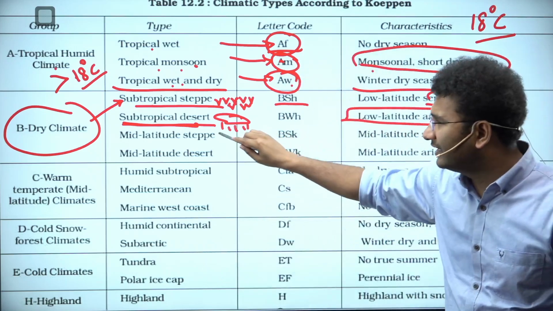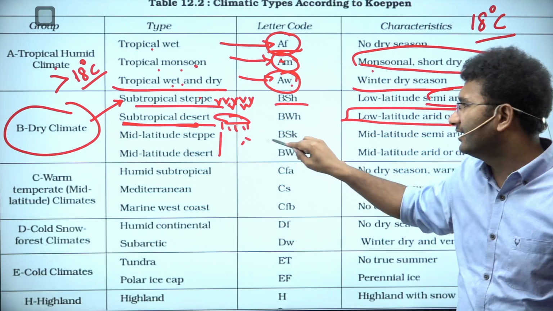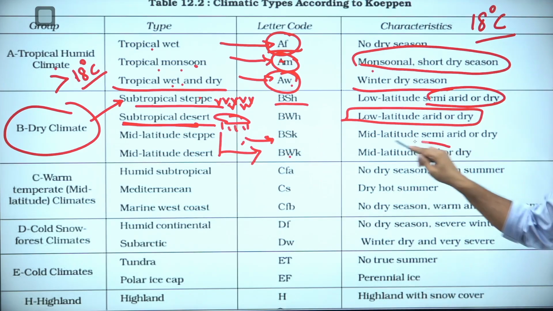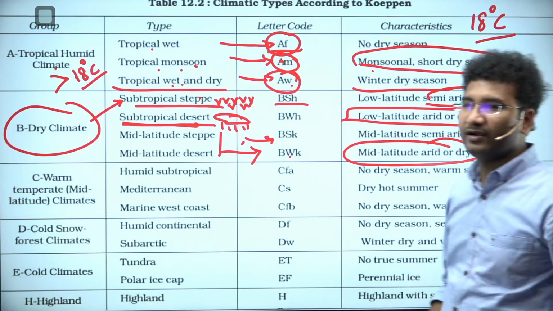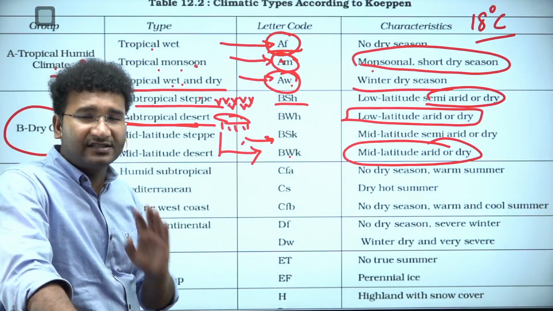Likewise, he'll go to mid latitudes. Mid latitudes means slightly colder areas. For these, he called it BSk. He called mid latitude deserts BWk. Mid latitude and arid and dry climate he called BWk. So these are some classifications that he has given.